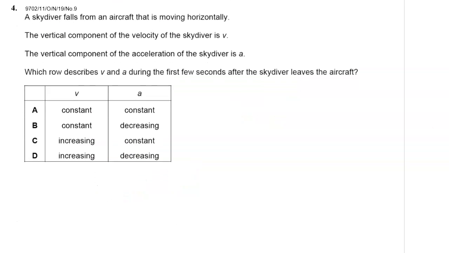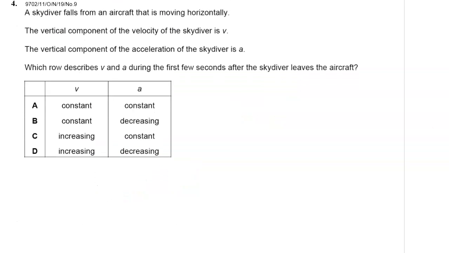Let's go to number 4. Number 4 is from paper 1-1, question number 9. A skydiver falls from an aircraft that is moving horizontally. The vertical component of the velocity of the skydiver is v, and the vertical component of the acceleration of the skydiver is a. Which row describes v during the first few seconds after the skydiver leaves the aircraft?